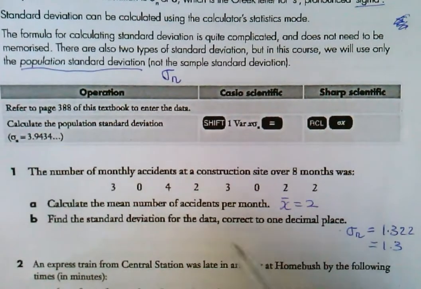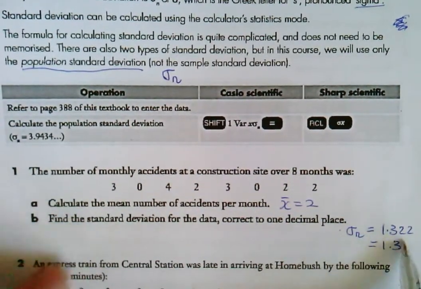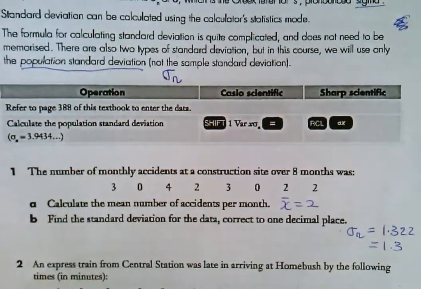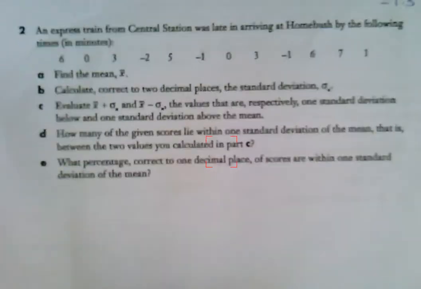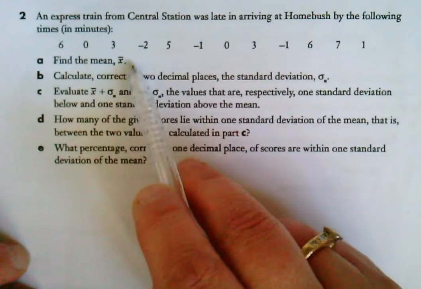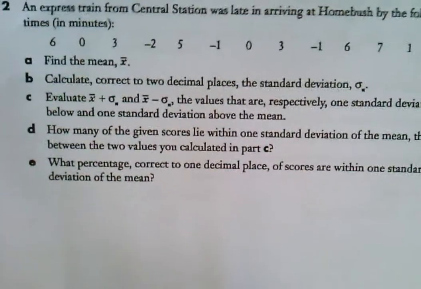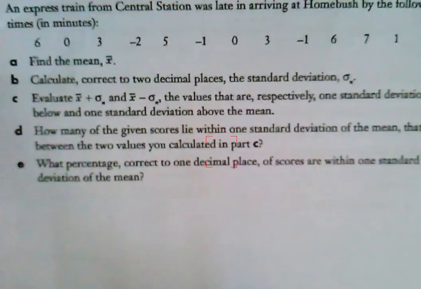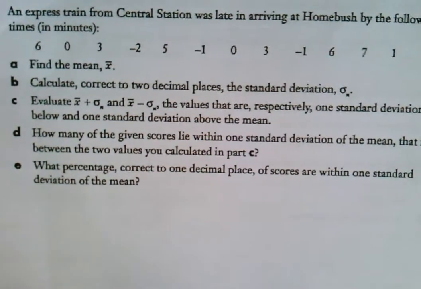Continuing from where we were, for this set of scores, we entered the data, we got the mean was 2, and we got that the standard deviation was 1.3 to 1 decimal place. Now we're going to do another question here and look at the standard deviation and the mean. To calculate the mean and the standard deviation, you only need to enter the data once into your calculator, and once it's entered, you can work out the mean and the standard deviation.